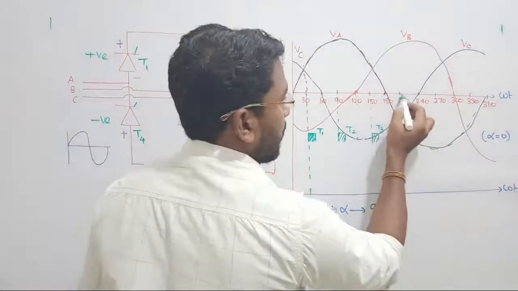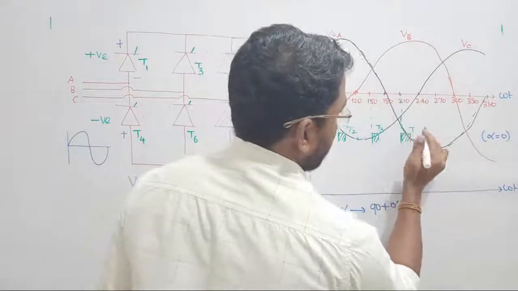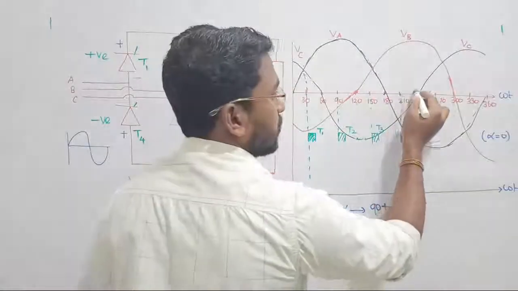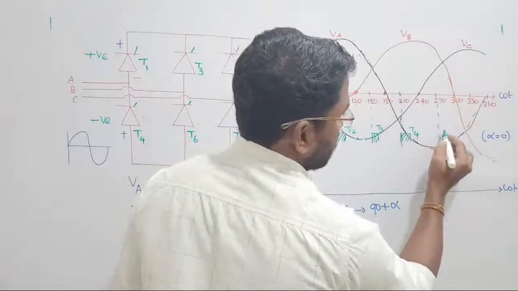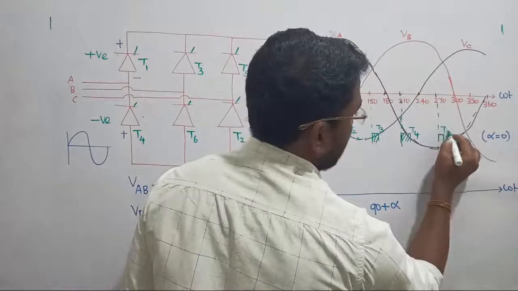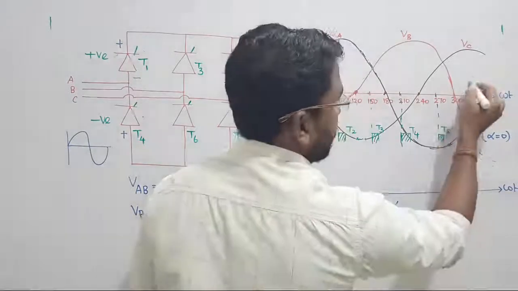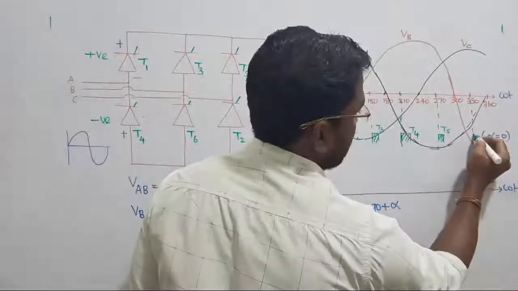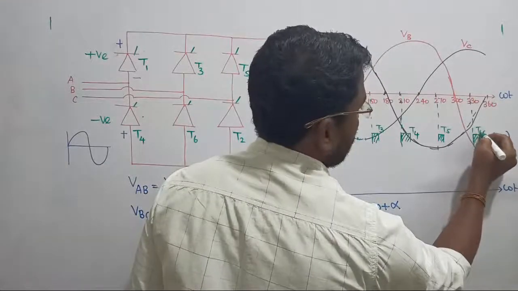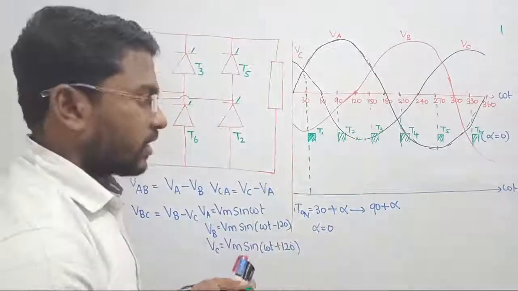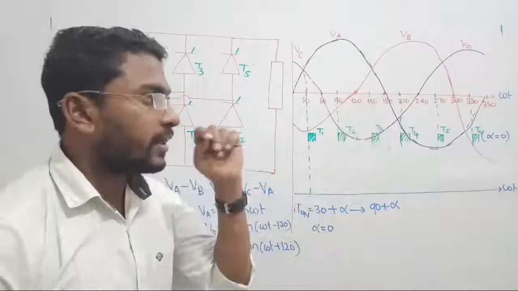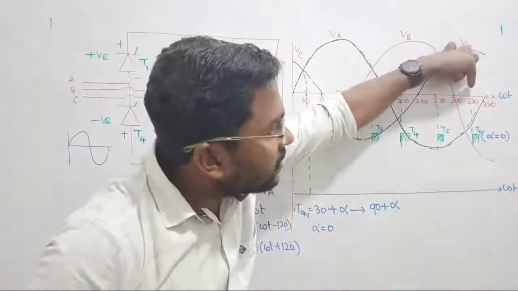After 60 degree, we are going to trigger thyristor T4. Next, after another 60 degree, we are going to trigger thyristor T5. Next, at 330, we are going to trigger thyristor T6. Just to consider one cycle. Now see that in a complete cycle, T6 is being triggered at 330 degree.